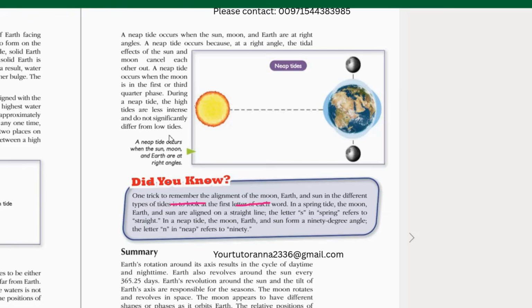So what happens in neap tide? They're the same. So during the neap tide, the high tides are less intense. So the high tides and the low tides, they seem as if they're the same.